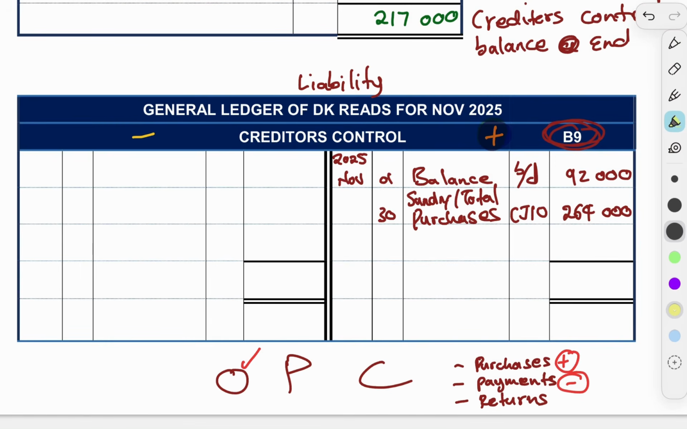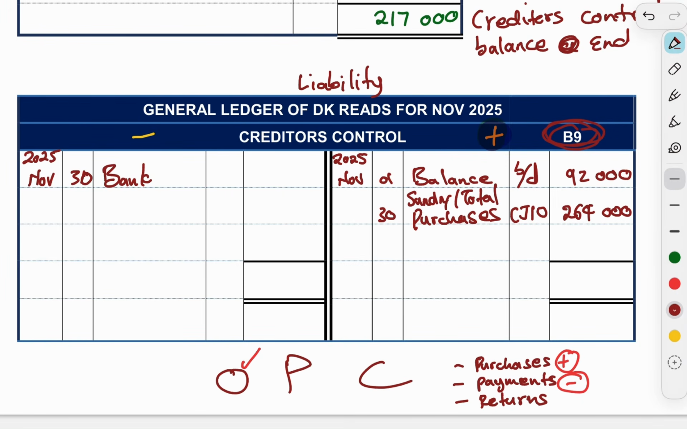Okay, so you go to your creditors control, payments decrease how much you owe to the creditors. So it's going to be on the debit side or the reducing side. Okay, so we're going to record the year as 2025 November, but since we are posting a total at the end of the month, we're at the 30th. And then what are we going to write? Bank, the contra account for payments.